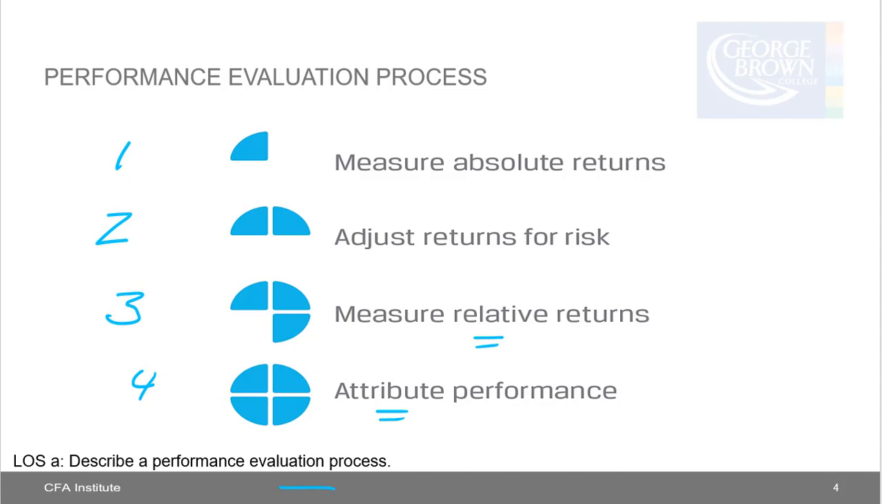Step number 2 is adjusting the return for risk. Investors prefer higher returns but lower risk. And again, this is a follow-up. We've seen that in previous chapters on investment management. Measuring relative returns, that is, returns relative to a suitable benchmark, investors can determine whether they could have made more money in other investments.